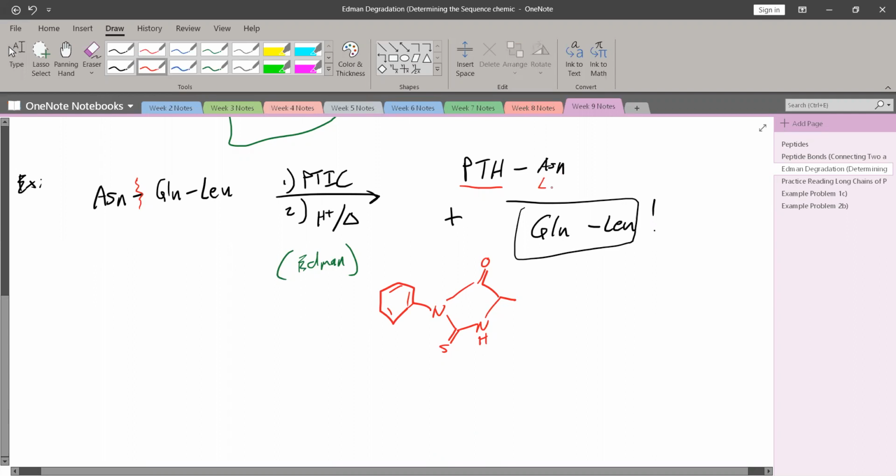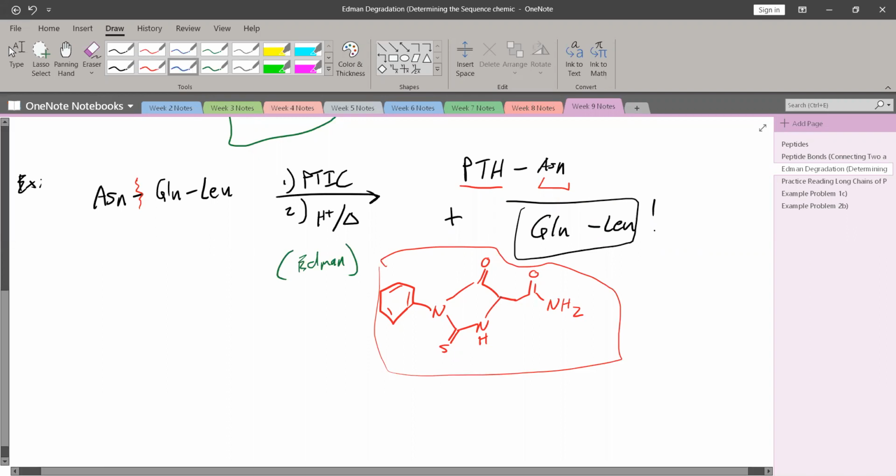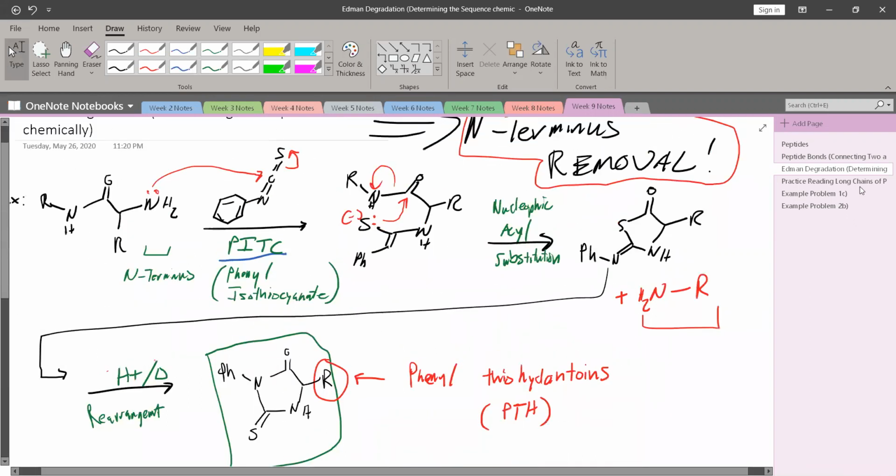So in this case, we had asparagine, and so the R group for asparagine is a CH2 to C double bond O and H2 right here. And so this is what PTH-ASN would look like. But remember, this bond right here will change depending on what your R group is or your amino acid that you put in. But just keep that in mind when you're doing that reaction.